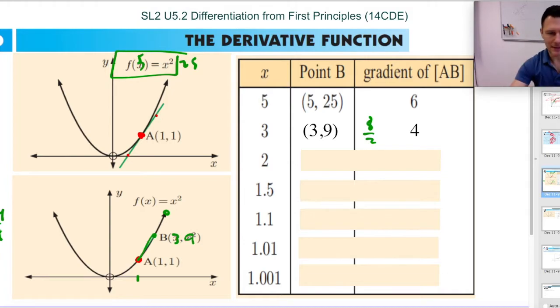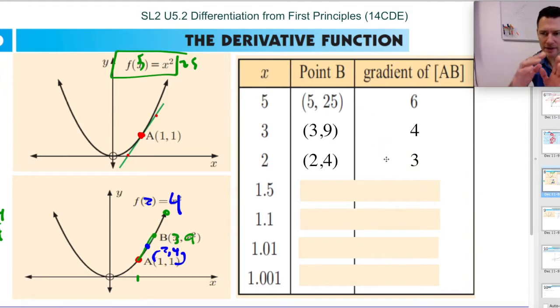Well, let's bring that dot even closer. Let's bring it to 2, like that. So now if we put 2 in for x, you'd get 2 squared, which is 4, and so this would be 2 comma 4. The rise would be 3 and the run would be 1, so it's coming down. Our slope is coming down a little bit, narrowing in.